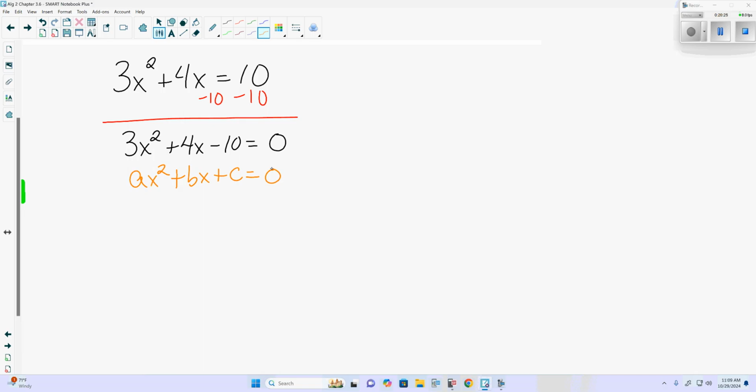Ax squared plus bx plus c is equal to 0. We need to find the values of a, b, and c. A is 3, b is positive 4, c is negative 10. We take the number and the sign. We do not take a variable with a, b, and c here. A will never have x squared, b will never have x. It's just the number.